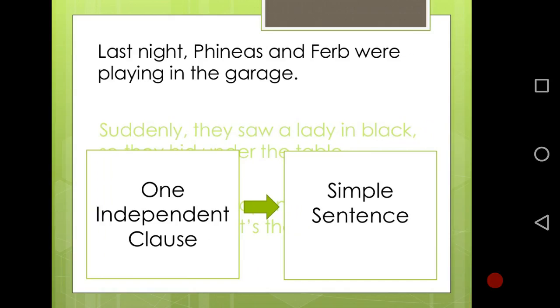Last night, Peter and Ferb were playing in the garage. So it is one independent clause. You have to remember that one independent clause is one simple sentence as well. Why do we say it is an independent clause? Because it is meaningful by itself. You understand it, it makes sense. Peter and Ferb is one subject, even though it is joined by "and", it is a plural subject. And the verb phrase "were playing in the garage", all those words are called the predicate.